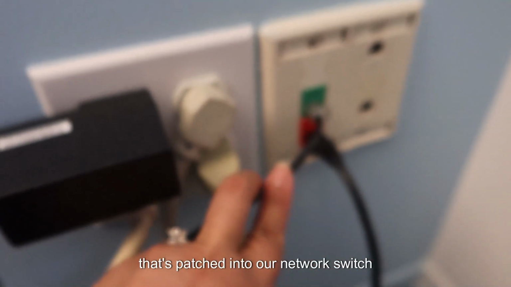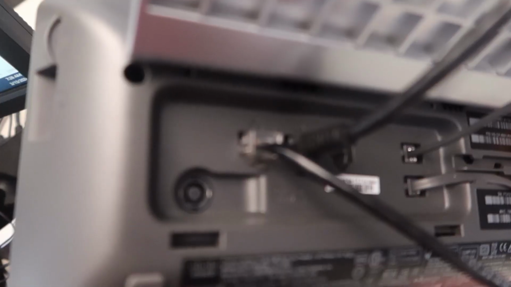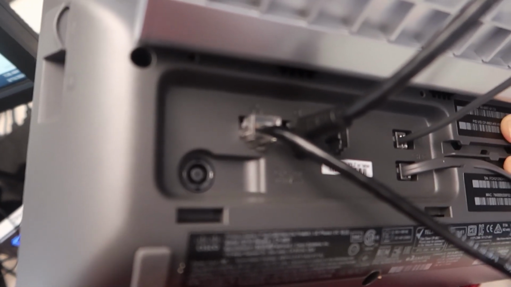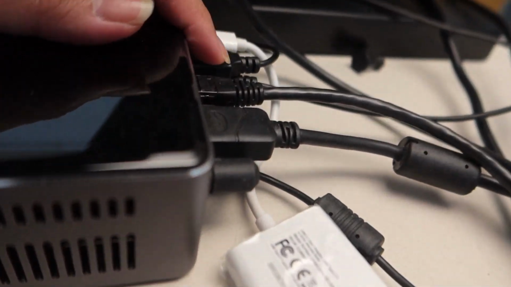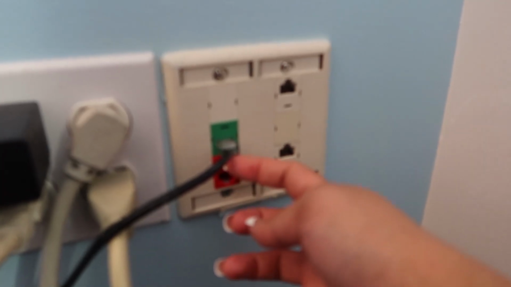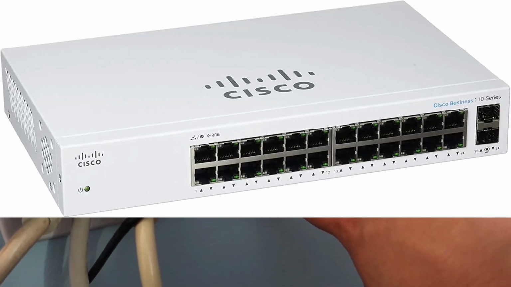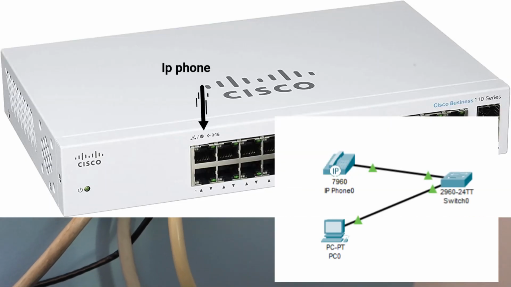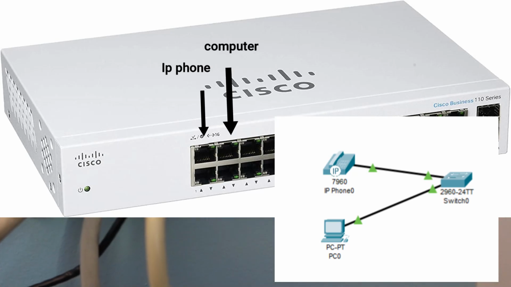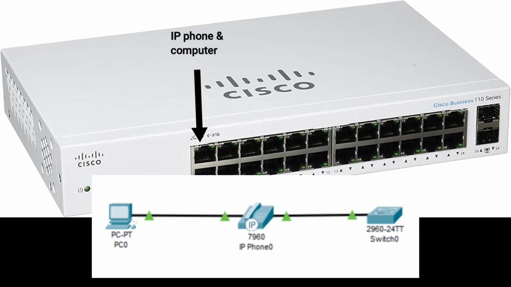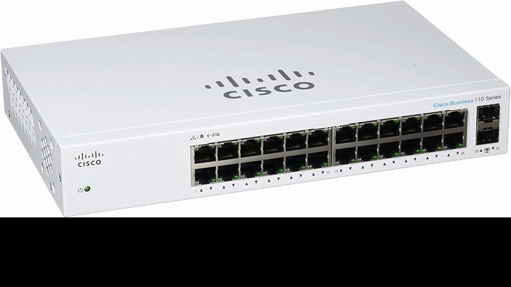The Ethernet cable that is plugged into the PoE port is connected to this wall jack that's patched into our network switch. The Ethernet cable that is plugged into the access port is connected to my computer, which gives it network access. I think this is also a good solution to minimize the switch ports that you are using. Instead of using one port for the phone and one port for the computer, you will just use one port for both, thus minimizing the number of switch ports you will use, which is also cost effective and can save you money on devices.